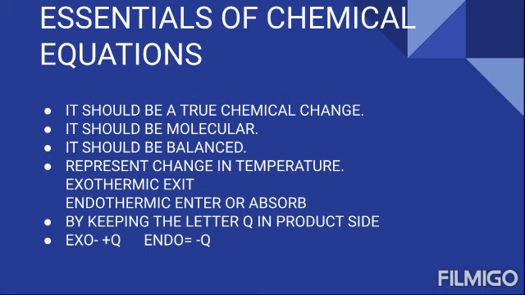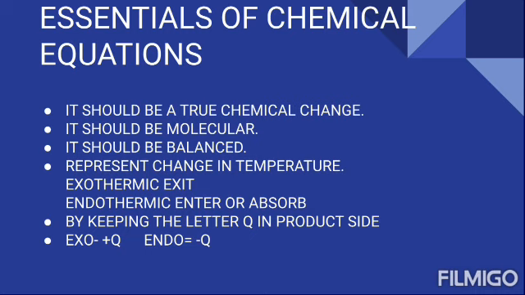Next, essentials of a chemical equation. It should be a true chemical change. It should occur. It should be molecular. It should be balanced. We should represent the change in temperature. Exothermic: X means exit. I have written it like that. Exothermic means the heat is getting out of that particular reaction. Endothermic is like En, enter. Endothermic is nothing but enter or absorb.